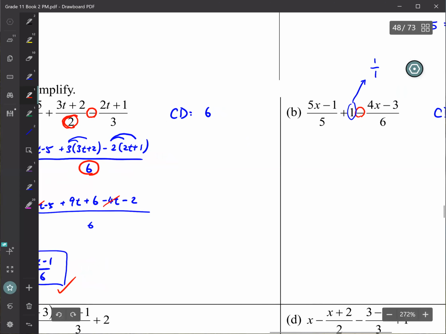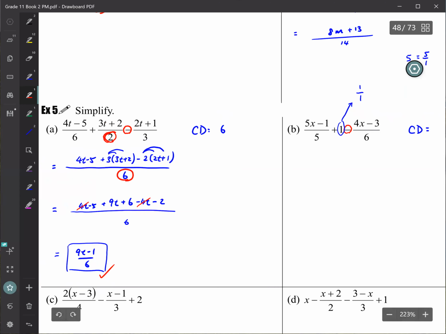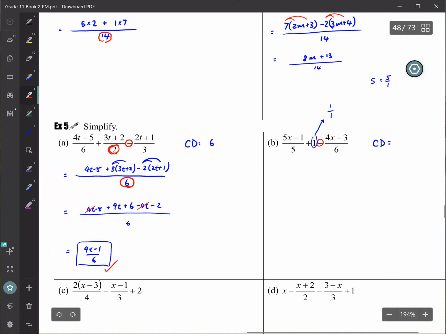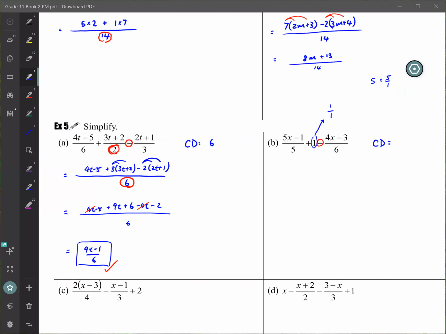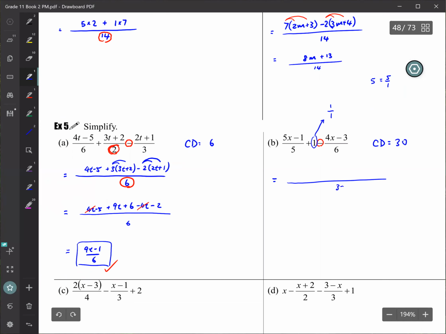Let's check the common denominator for B. Colin, what's the common denominator for B? Okay, very good. He said 30. So we'll have the whole thing over 30.